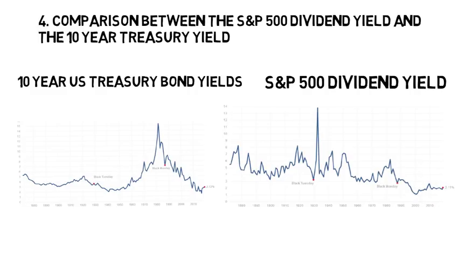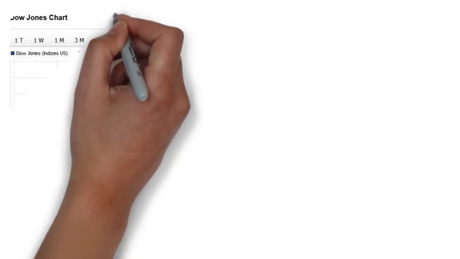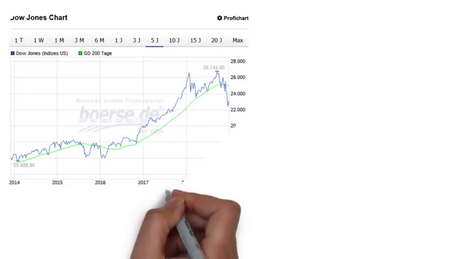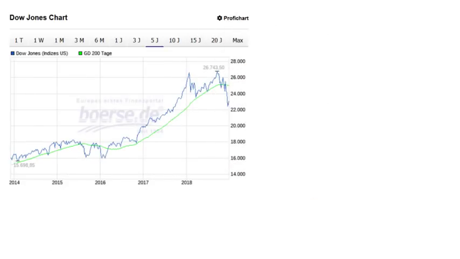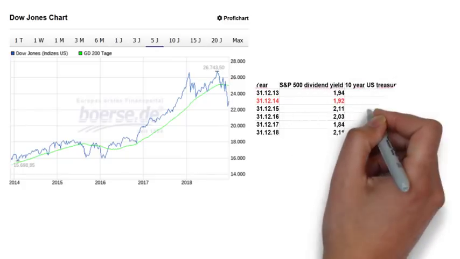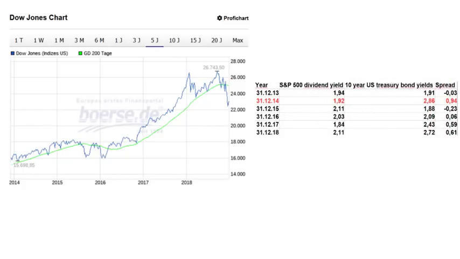If we look at these two charts, we can see that over time there are periods where the 10-year Treasury yield is higher, and there are also periods where the S&P 500 dividend yields are higher. In my opinion, this comparison is one of the most important indicators to have a feeling whether the stock markets are overpriced or not. Here on the left side, we can see the chart of the Dow from 2014 until now. And on the right side, I wrote down the yields of the 10-year Treasury bond and the dividends of the S&P 500 over that same period.